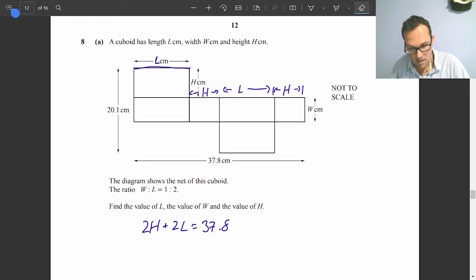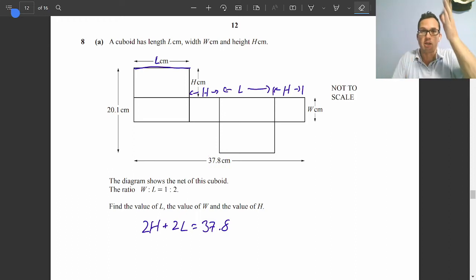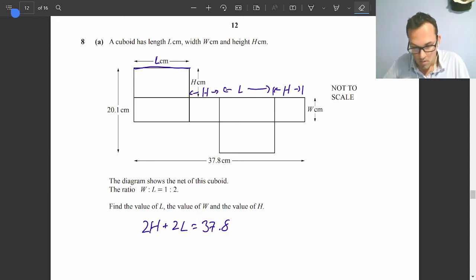centimeters. Now vertically, we can do the same thing. We can look at what we have here. Again, we've got the W. We want this length here, which if we fold it, will give us another H.